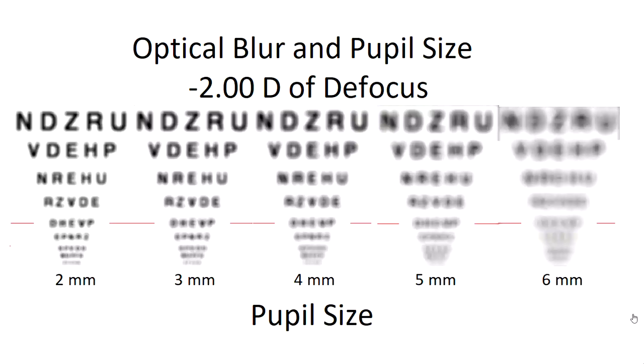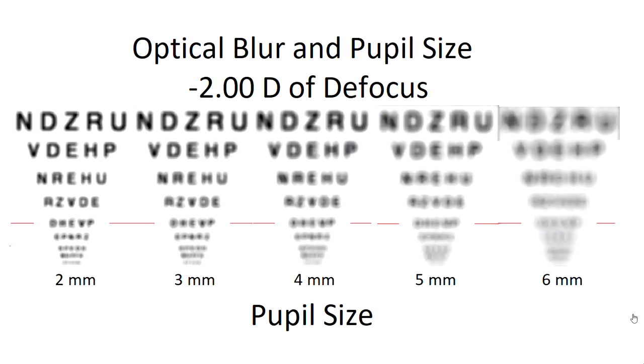Well, let's look at pupil size and how it affects depth of focus and how it actually affects vision in general. We have an optical blur patient here for minus 2 diopters of myopia. When we look at 2, 3, 4, 5, and 6 millimeter pupils, what happens to the image quality as the pupil size decreases? The image quality actually improves as the pupil size goes down.